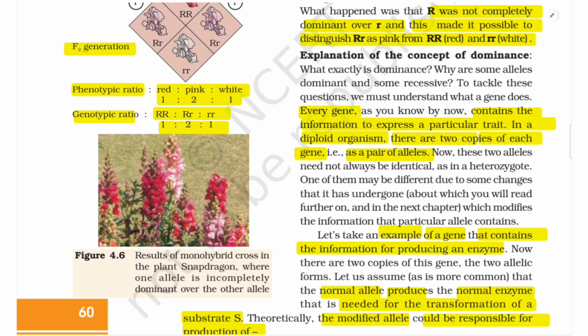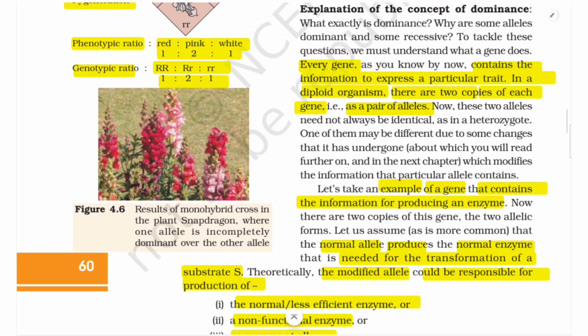Explanation of the concept of dominance. What exactly is dominance? Why are some alleles dominant and some recessive? To tackle these questions, we must understand what a gene does. Every gene, as you know by now, contains the information to express a particular trait. In diploid organisms, there are two copies of each gene, that is, a pair of alleles. Now, these two alleles need not always be identical, as in a heterozygote. One of them may be different due to some changes that it has undergone, about which you will read further on and in the next chapter, which modifies the information that particular allele contains.